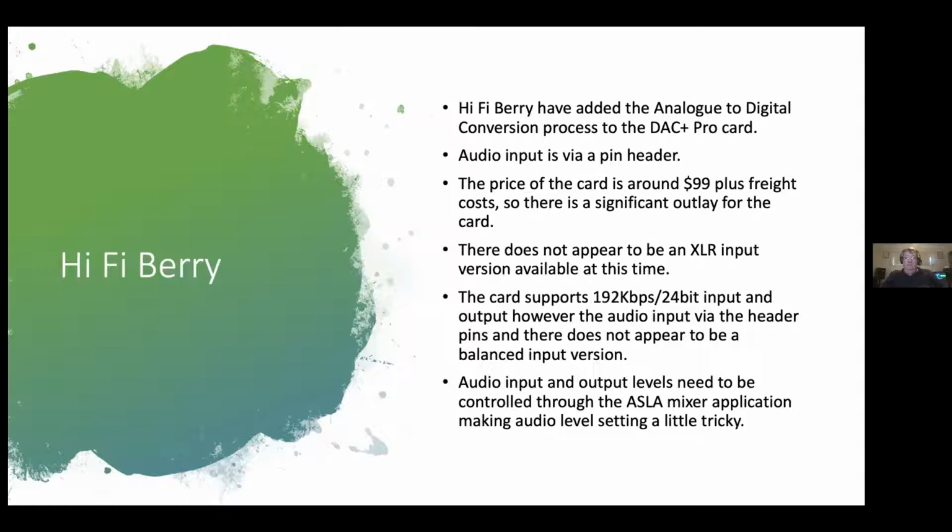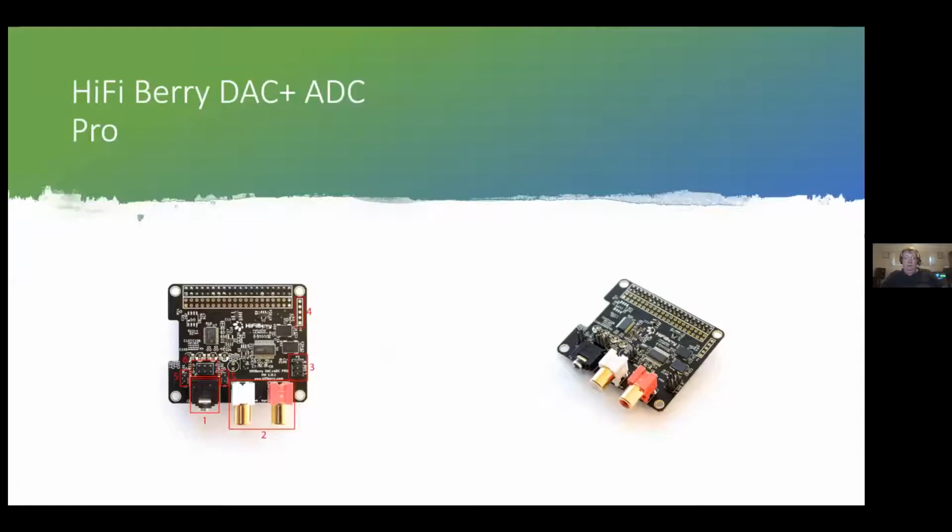These do support 192 kilobits per second, 24-bit encoding, and the output quality of these devices is pretty good. But as I say, the only way you'll get audio in and out of this particular card is that if you look here on one of these, on the picture at the bottom of the screen, it says item 3. You have to arrange your own I/O connector for connecting external audio into this card.